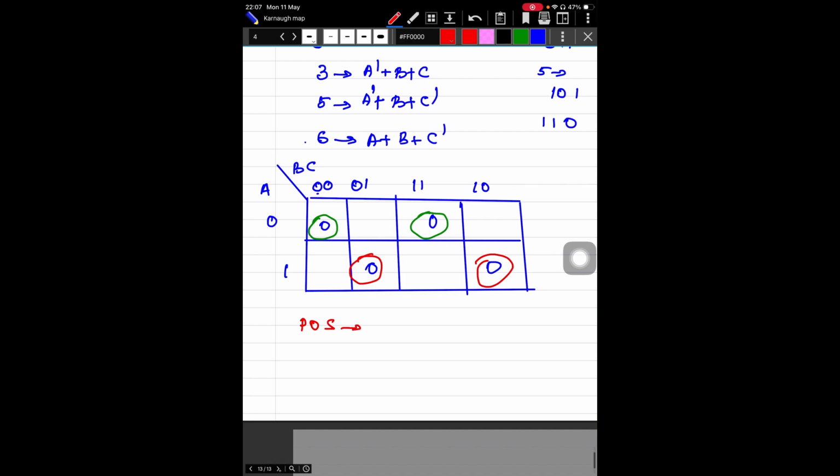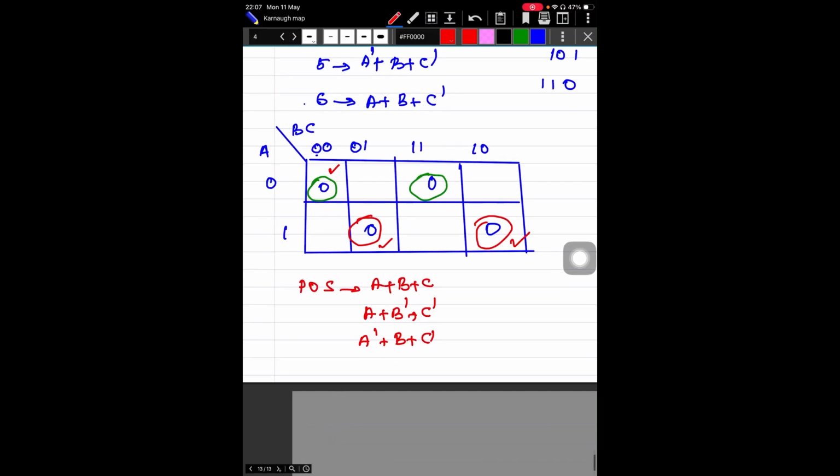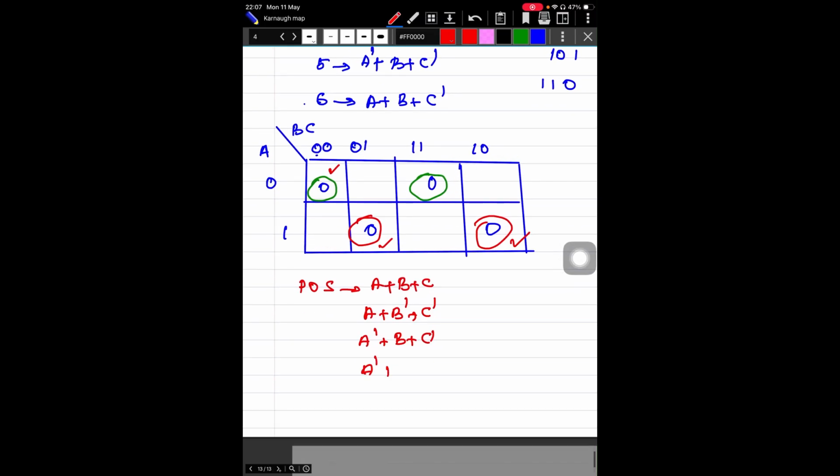So what is the green one? What does this one correspond to? That is equivalent to A plus B plus C. And what does this one correspond to? A plus B dash plus C dash. What is this one? This one is A dash plus B plus C dash. And what about this one? That is A dash plus B dash plus C, right?